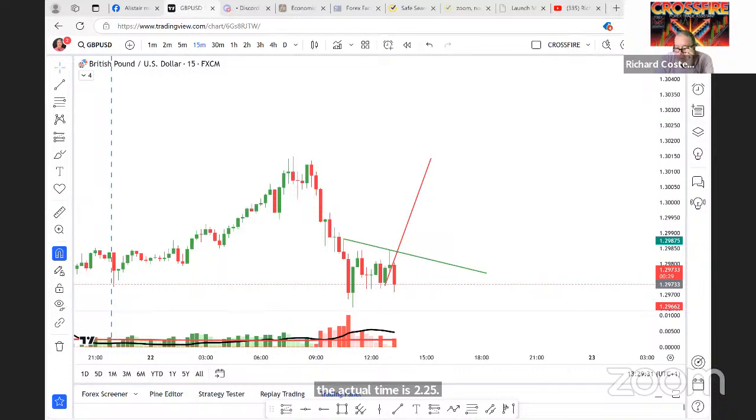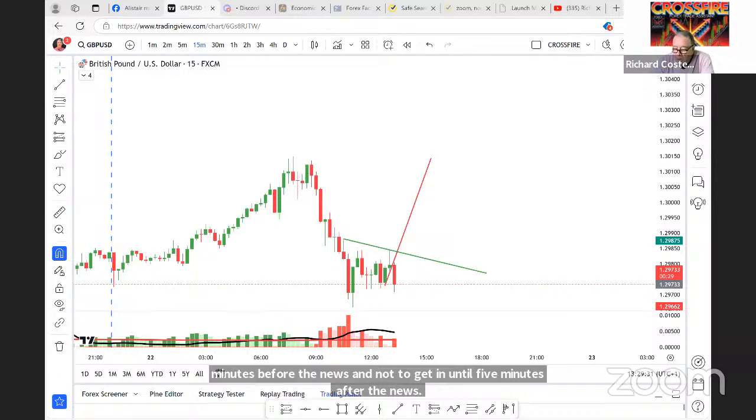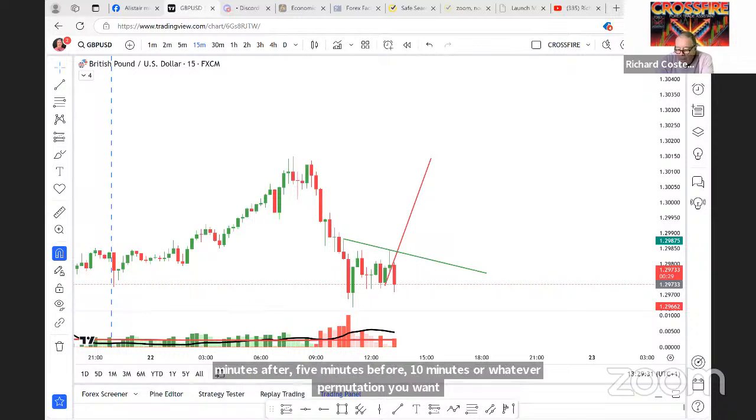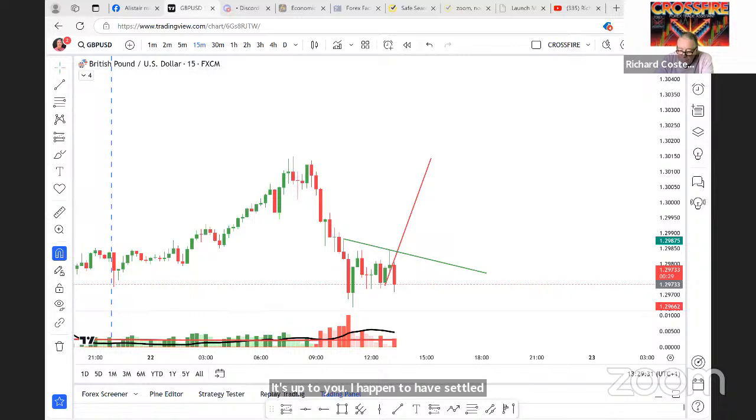I've actually told my trading assistant that when there's red flag news, I've asked it not to get in 5 minutes before the news and not to get in until 5 minutes after the news. You can change those settings. You can make it 10 minutes before, 10 minutes after, 5 minutes before, 10 minutes after, whatever permutation you want. It's up to you. I happen to have settled on 5 minutes before, 5 minutes after.